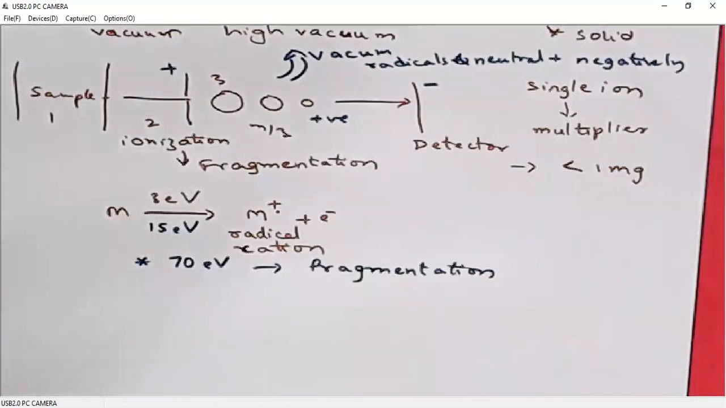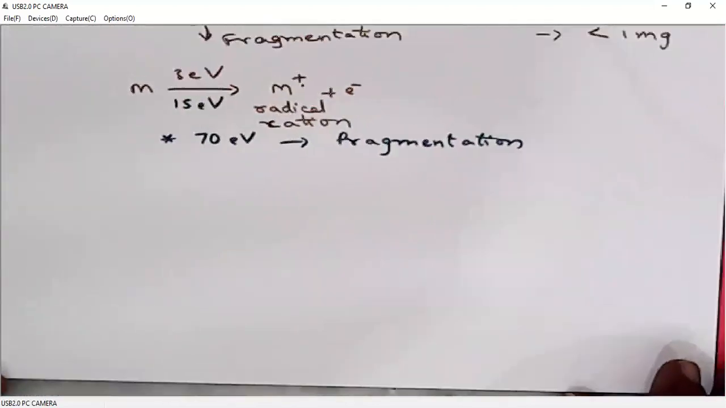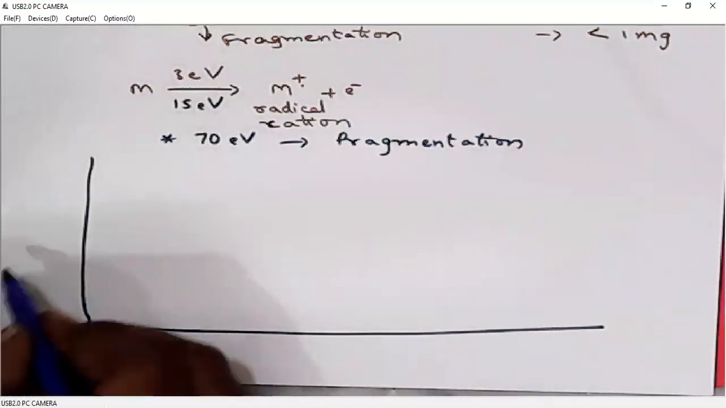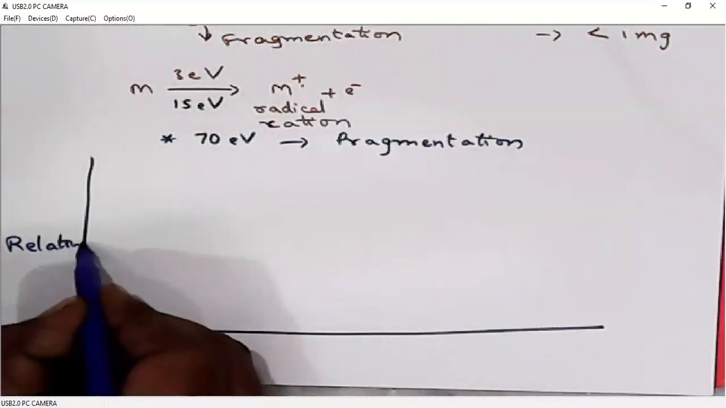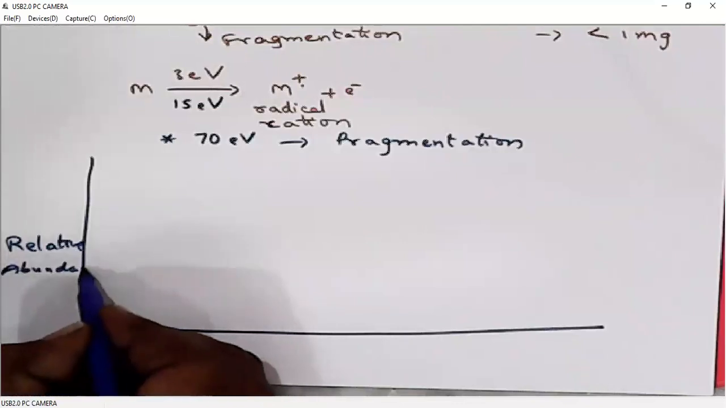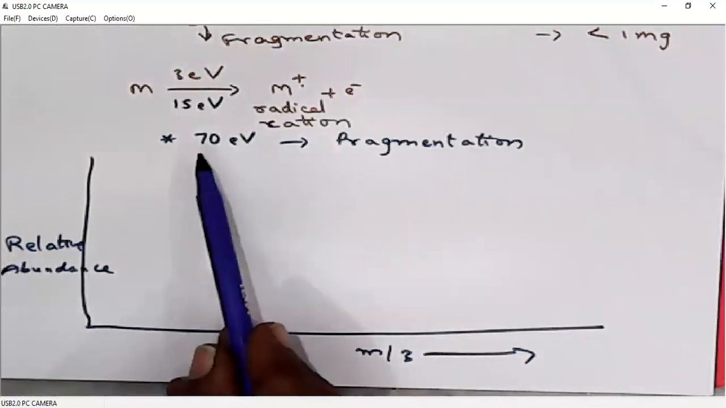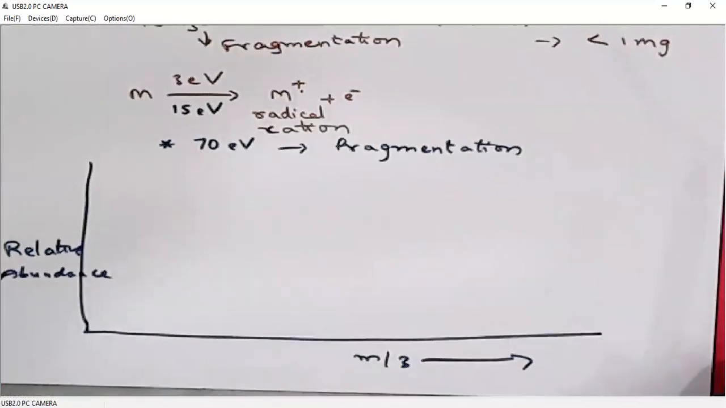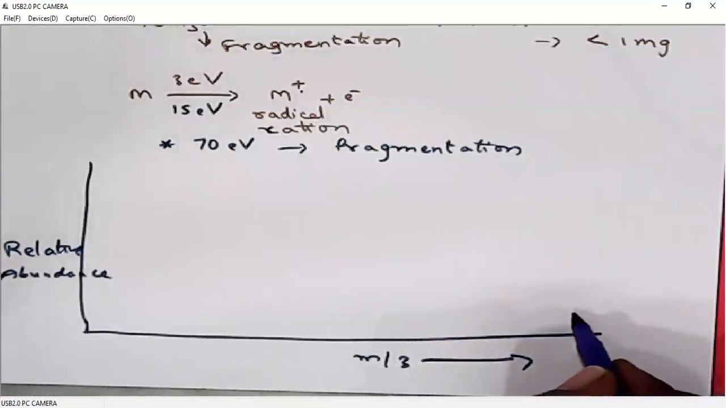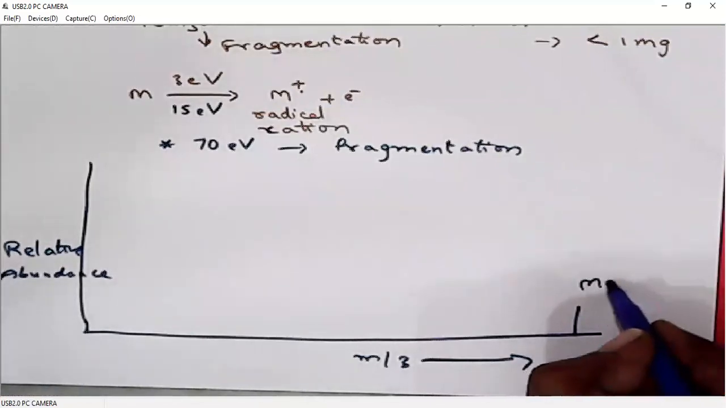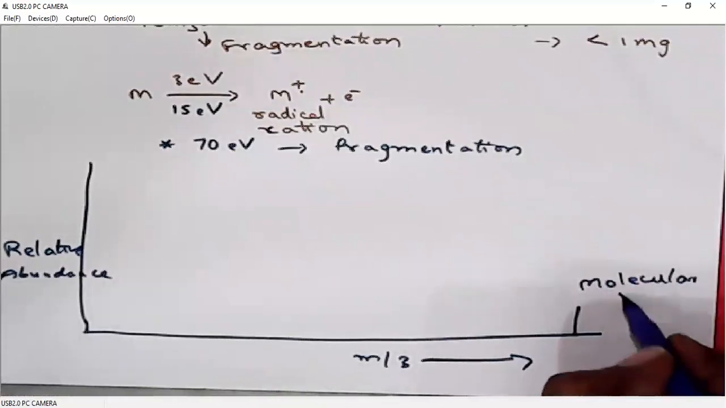Right. Now we will look at a model mass spectrum. Here we take relative abundance on the y-axis. On the x-axis, we take m/z values. Then, when we are supplying 70 electron volts, what will happen? The molecule will be ionized first. So the last peak on the right side is called the molecular ion peak.